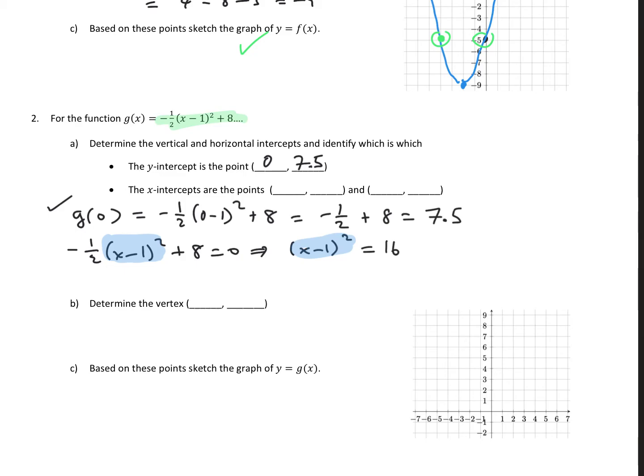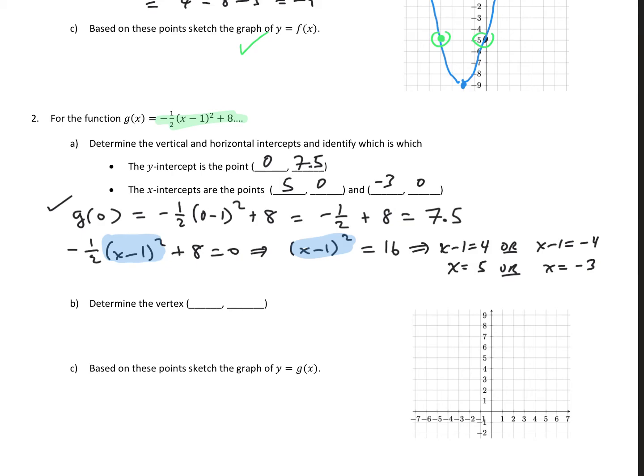From (x − 1)², we know that the square root of 16 is 4, so 4 squared is 16, but also (−4) squared is 16. So if (x − 1)² is 16, then x − 1 has to be 4, or x − 1 has to be −4, one or the other. Those are the only two numbers that you can square and get 16. In the first case, that means x equals 5. In the second case, it means x equals −3. So my two x-intercepts are (5, 0) and (−3, 0).